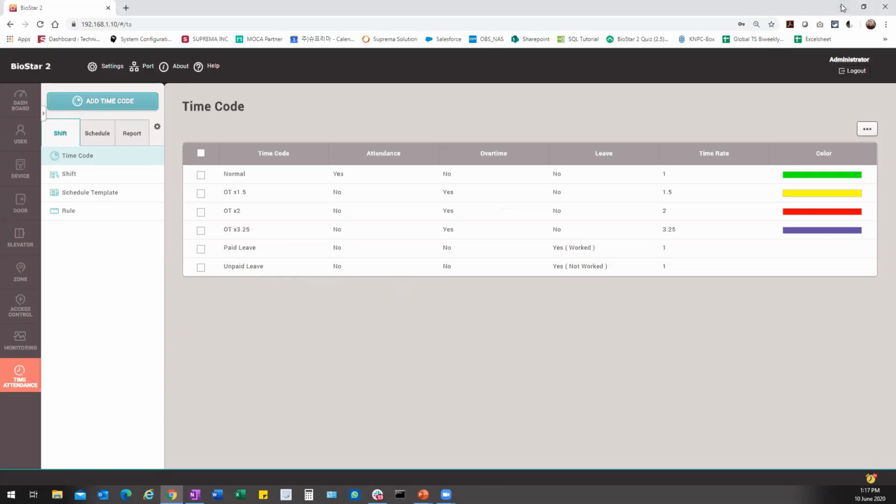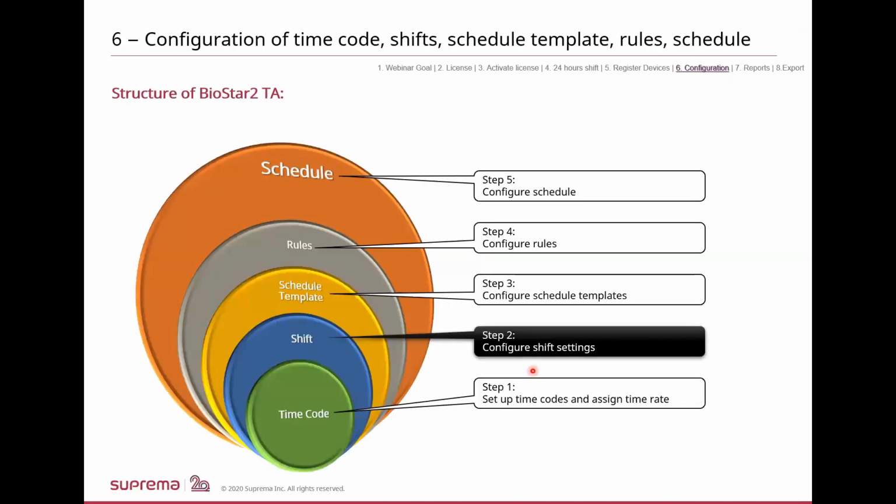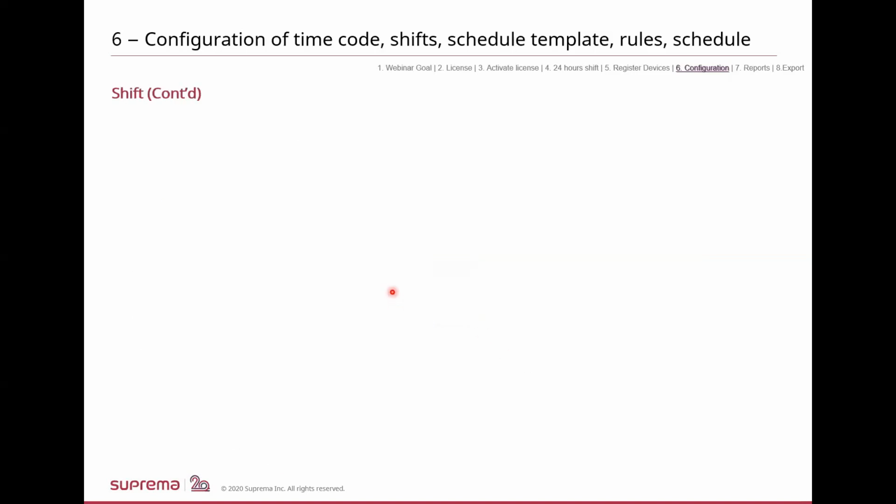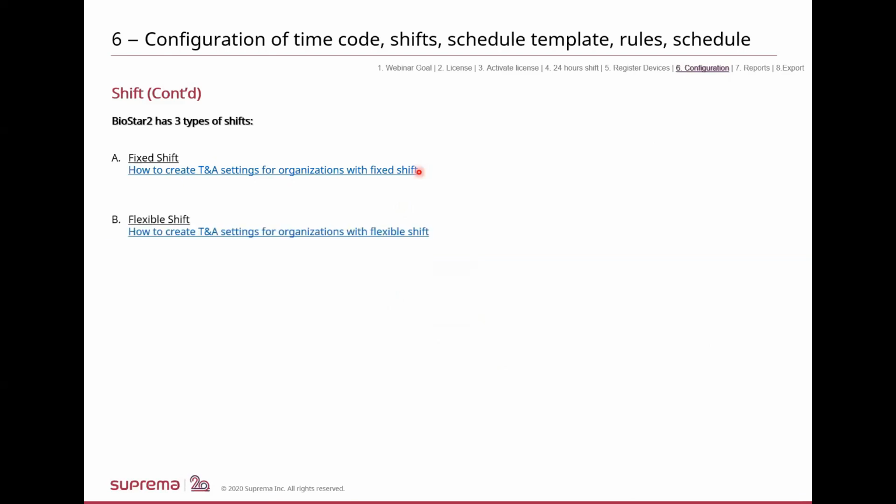So let's continue to the second step, which is configuring the shift, which is a little bit of a hot topic. First of all, you need to know that BioStar 2 Time Attendance has 3 types of shift. The first is called fixed shift, and this is an article from our knowledge base on how to configure that shift, which we are going to do today. The second is a flexible shift, with the article for configuring it.